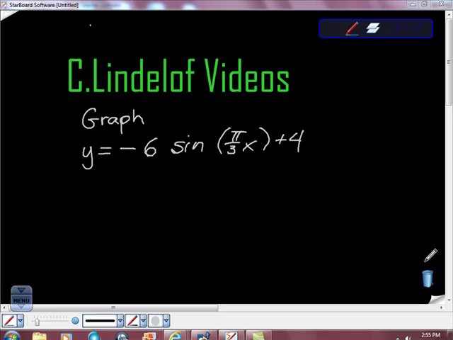In this video we're graphing a relatively complicated sine function. When you're graphing a sine function, you just need to gather some pieces. And the way I do it is this.